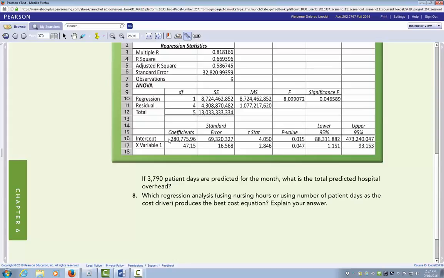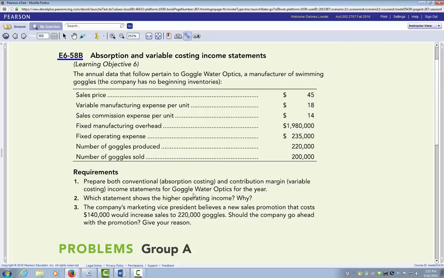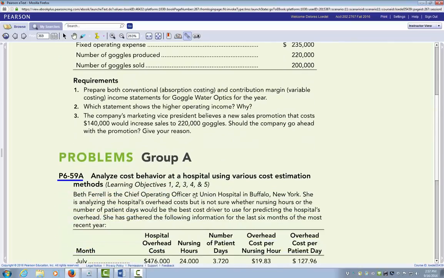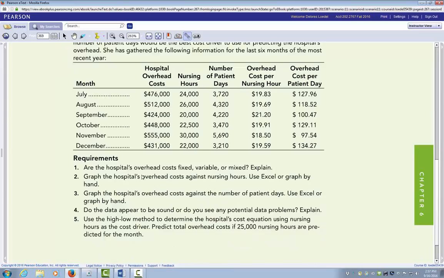Okay, so you should have taken a look at all of the requirements. So let's start taking a look at our solution. Before we do that, let's just refresh our memory of what we're looking at. For the first few requirements, we're looking at the overhead costs. We're going to look at some graphs and determine whether or not those graphs look reasonable. And then in requirement 5, we'll look at the high-low method.